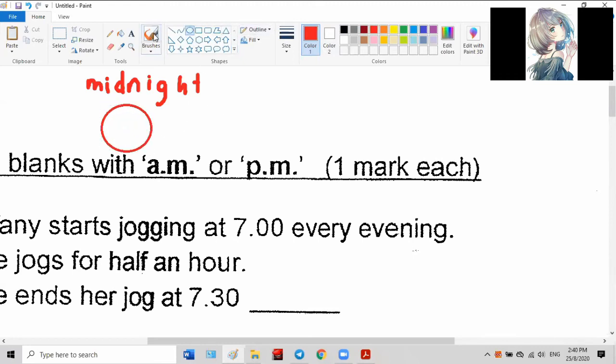Do you know how to draw midnight? On the clock, the short one points here, and the long one also must point here. 12, 12. Get it? Can you draw that? The short one, draw 12. The long one also must draw 12. So that's why when it is 12 midnight, it is called 12 AM.